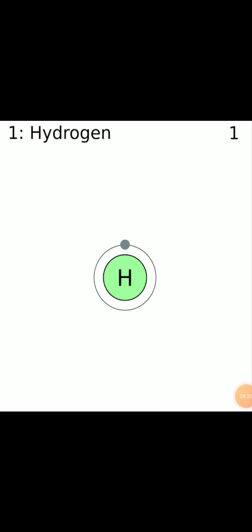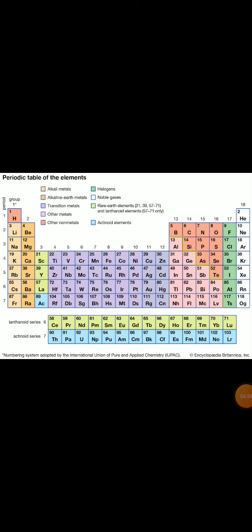In the same way, if you take another group, let us talk about the second group. The elements present in the second group will all have the same number of valence electrons. That doesn't mean that they have one electron in the outermost orbit. For group 1, the elements have one valence electron. For group number 2, they have two valence electrons.